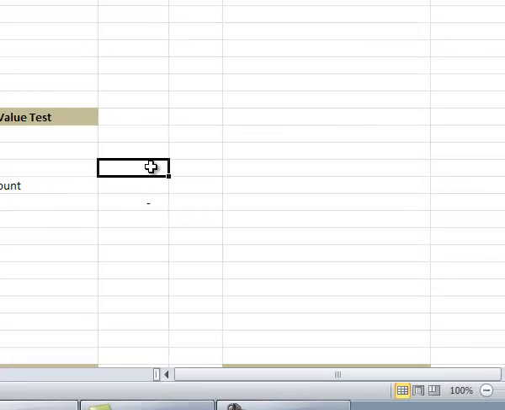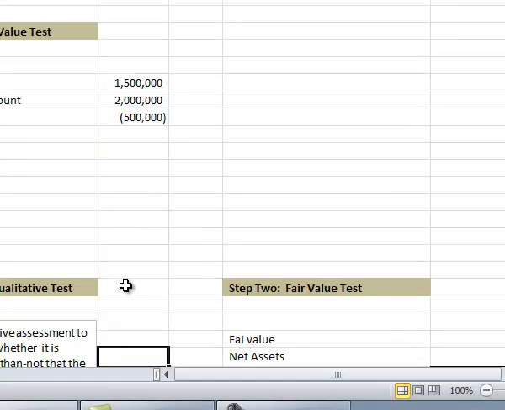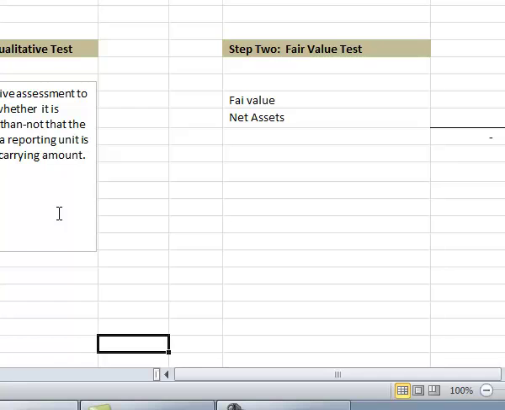We move right to the fair value test. We compare the fair value, in this case $1.5 million, to the $2 million, and we come up with a loss of $500,000. The $500,000 is booked to a loss on impairment, and we credit the license directly. So if you have an indefinite life intangible asset, and you're not looking at goodwill, you simply move right to the fair value test and you book any loss that you do quantify.